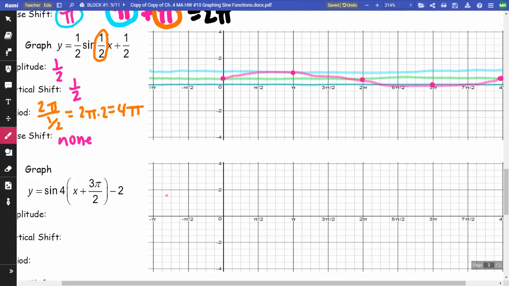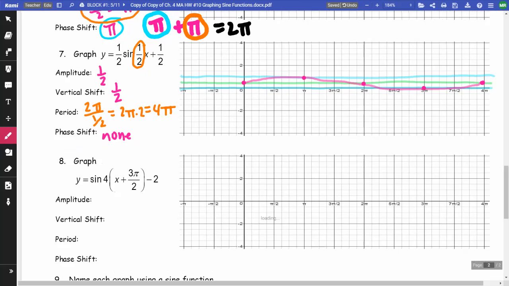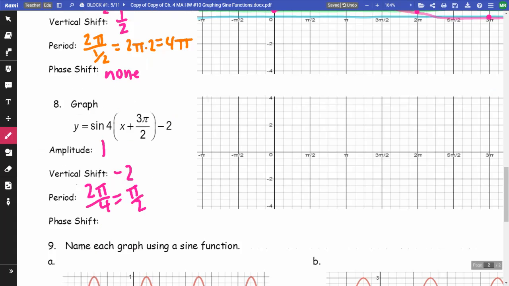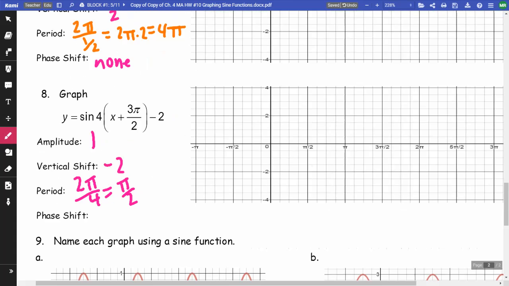On number 8, for this one, our amplitude is going to be 1. Our vertical shift is going to be -2. Our period is going to be 2 pi over 4, which is pi halves. Our phase shift is going to be what makes this 0. So that is going to be a -3 pi halves.